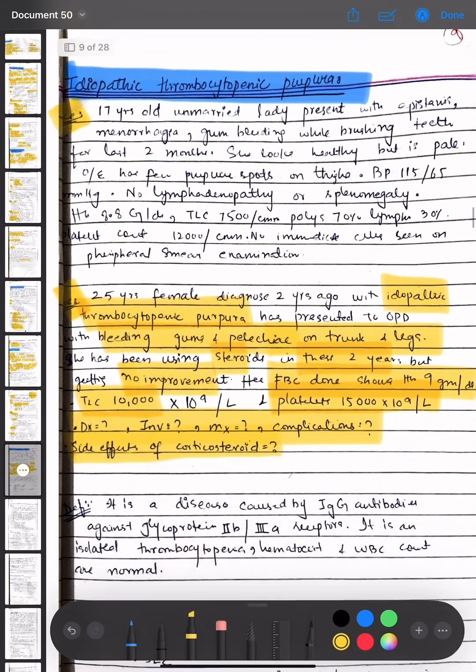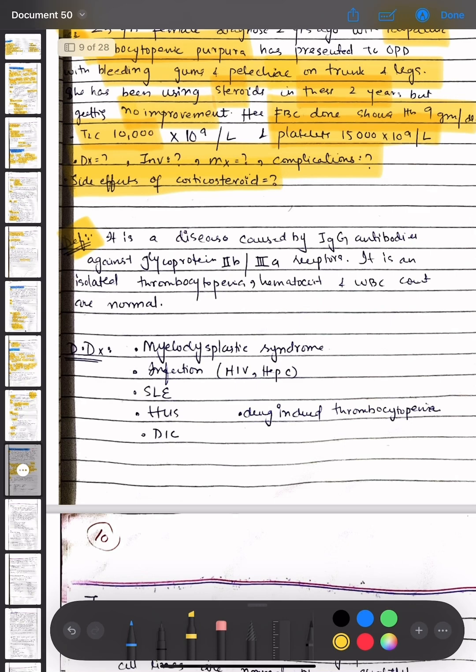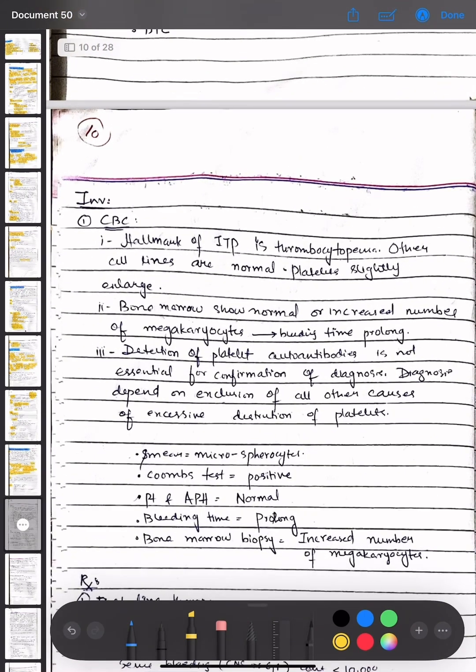So the definition of idiopathic thrombocytopenic purpura is that it is a disease caused by IgG antibodies against glycoprotein 2b or 3A receptors. It is an isolated thrombocytopenia, hematocrit and WBC count are normal. The differential diagnosis of idiopathic thrombocytopenic purpura are myelodysplastic syndrome, infection that is HIV and hepatitis C, SLE, HUS, DIC, and drug-induced thrombocytopenia. The investigation options that are done are CBC, which is the hallmark of ITP, is thrombocytopenia.